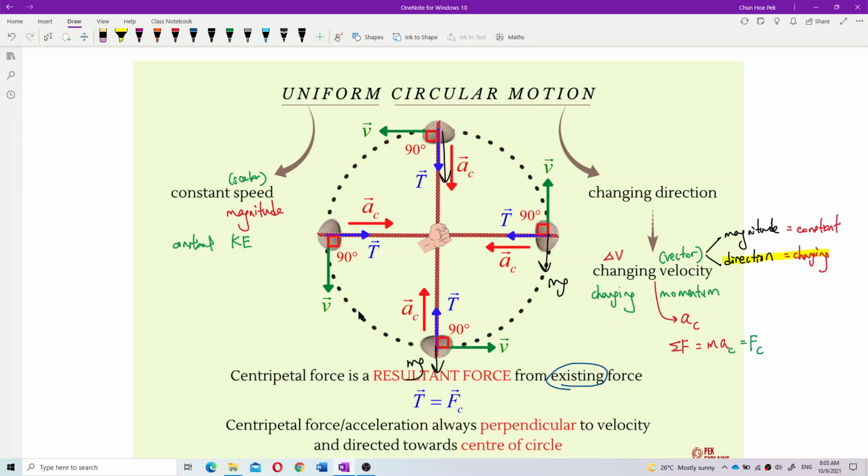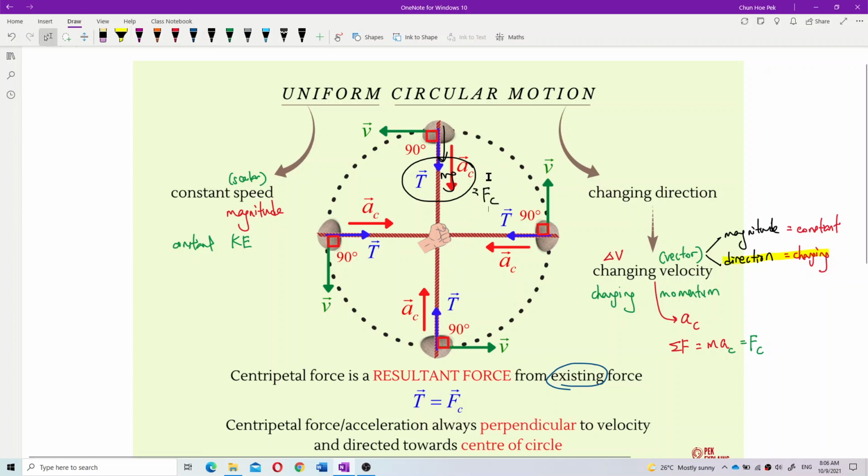So what I can say is, centripetal force actually comes from the existing forces, like the tension and mg. These two forces, tension plus mg, are the centripetal force. So centripetal force is not another force. They are actually the existing forces. They are the resultant of the existing forces.